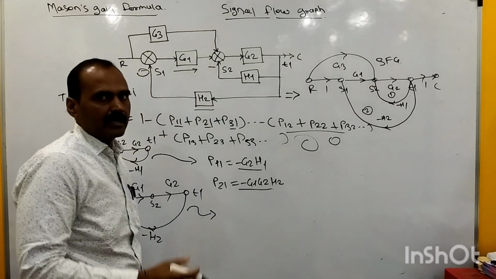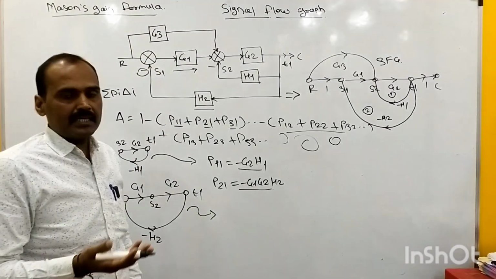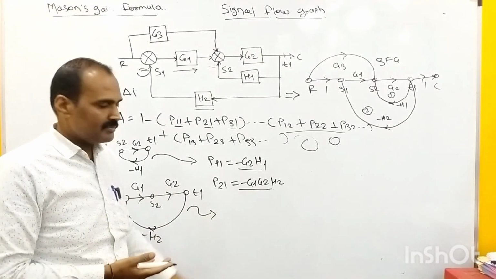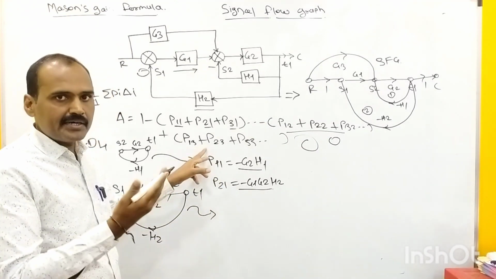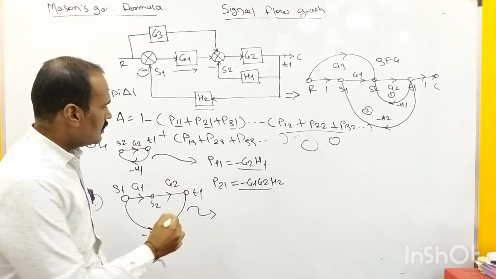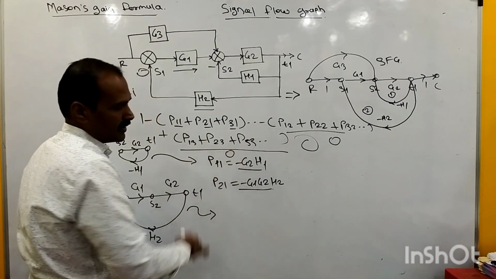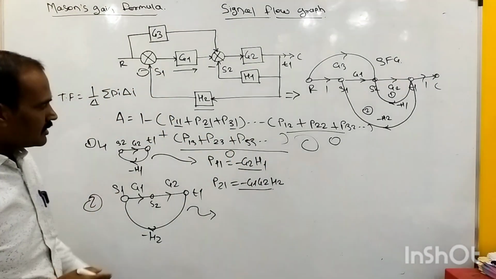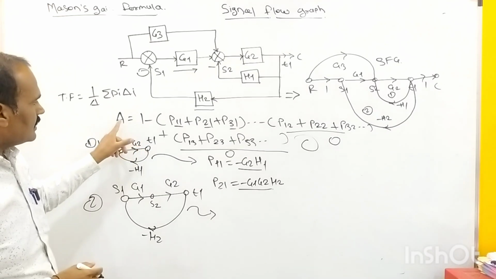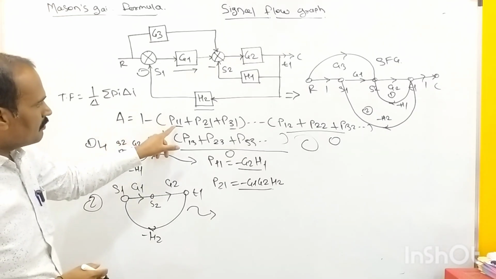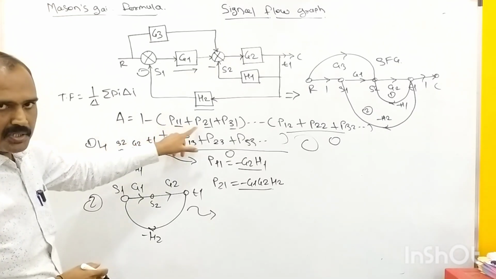Second parenthesis, right? When we are not having two non-touching loops, there is no question about three non-touching loops. Also the entire value belonging to this parenthesis becomes 0. Means here the system determinant is nothing but delta equals 1 minus P11 plus P21.